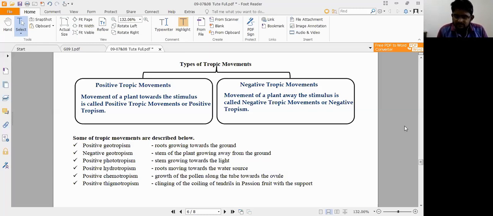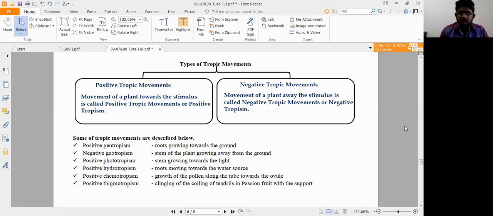Positive chemotropism: growth of a pollen tube towards the ovule. You have learned about this flower structure earlier. You know, pollen will be moving towards the ovules. That is for chemical reactions. So towards a chemical reaction, they are moving on. That is called chemotropism, and that is positive chemotropism.